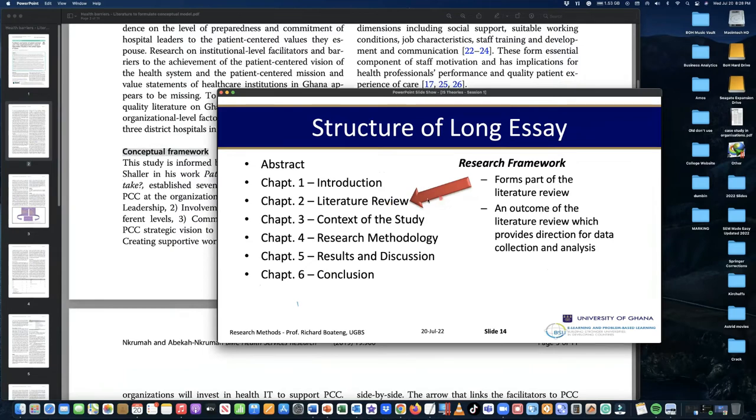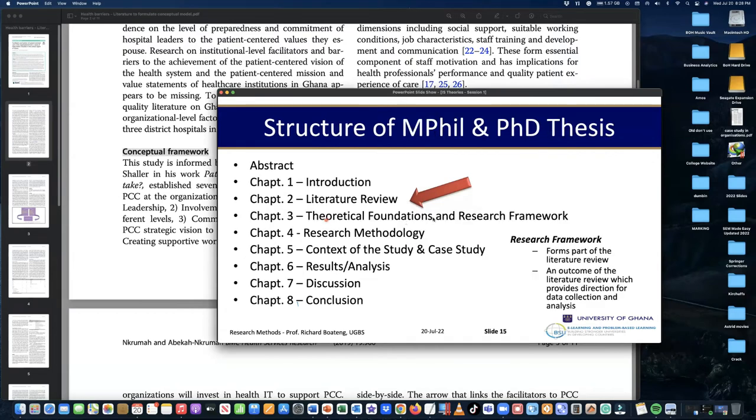But for MBA, they don't do very complex frameworks, very simple ones. Sometimes they can just review factors and they use the factors to go and do the work. That's all. But for a PhD, we need a whole chapter called theoretical foundations and research framework.